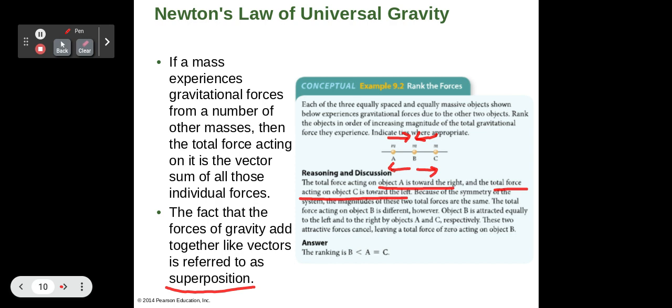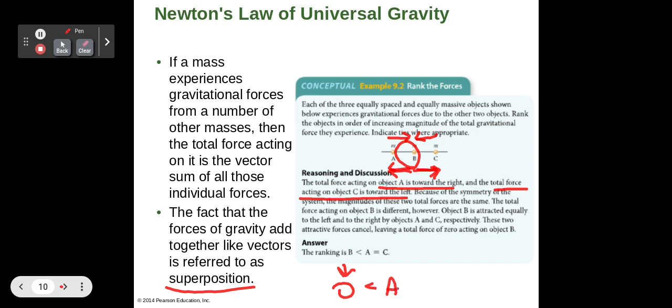So the way you would rank it is that B is going to have the smallest force because it's 0, because its force gets canceled out because you've got one going in one direction and one going in the exact opposite direction. So they wind up canceling out. So B is 0. So that obviously is going to be less than A. Okay.